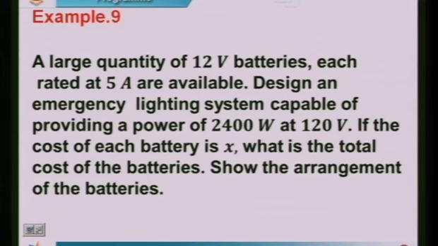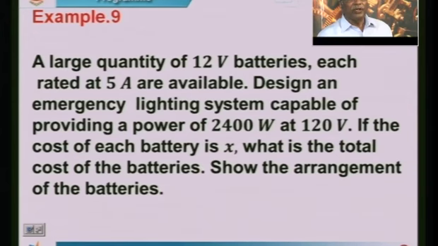A large quantity of 12 volt batteries, each rated at 5 ampere, are available. Design an emergency lighting system capable of providing a power of 2400 watts at 120 volt. If the cost of each battery is X, what is the total cost of the batteries? Show the arrangement of the batteries.